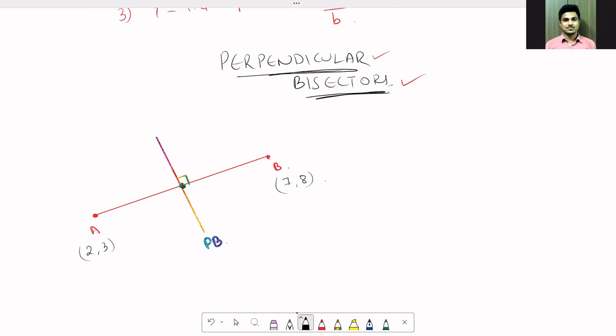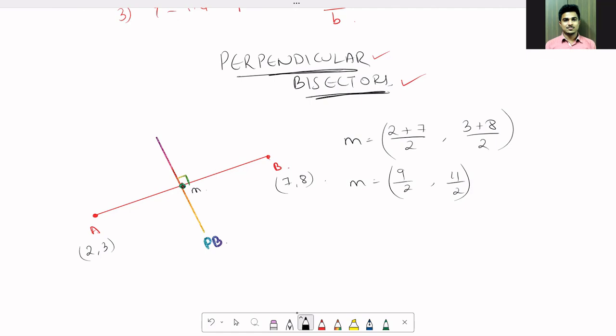So first, I need to find out the coordinates for the midpoint, the point M that is equidistant from A as well as from B. So how can I find the coordinate? The coordinate can be found by (2 plus 7) upon 2, comma (3 plus 8) upon 2. So M is equal to 9 upon 2, comma 11 upon 2. So these are the coordinates for point M.